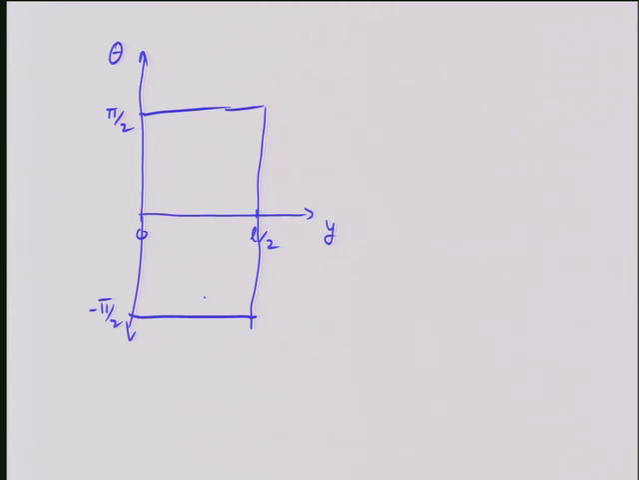But probability in two dimensions remains the same. So we have a probability density function f, which is a function of y and theta. And what's it going to be here? It's going to be completely uniform on this rectangle, right? So it's going to be 1 over pi times L over 2. So it's 2 over pi L, as long as you're inside this rectangle and it's 0 outside.